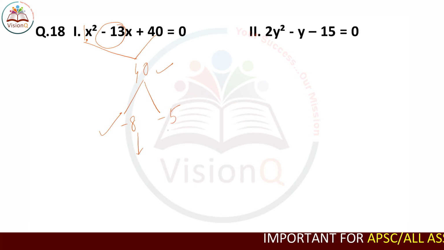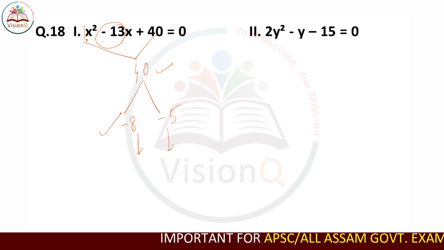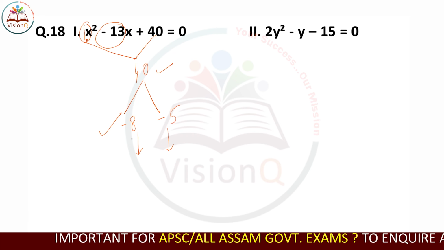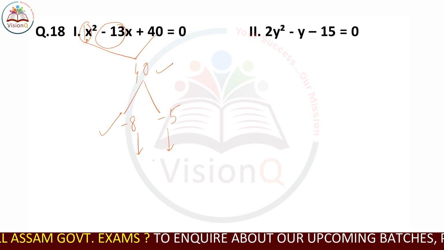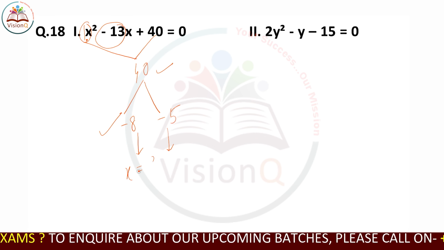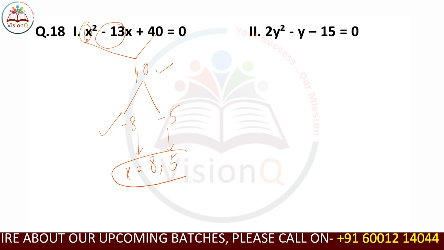Next step, what to do? Divide both these numbers by a, which is 1 here, and change the sign. So minus minus becomes plus plus. So the values of x are 8 and 5. So these are the values of x.